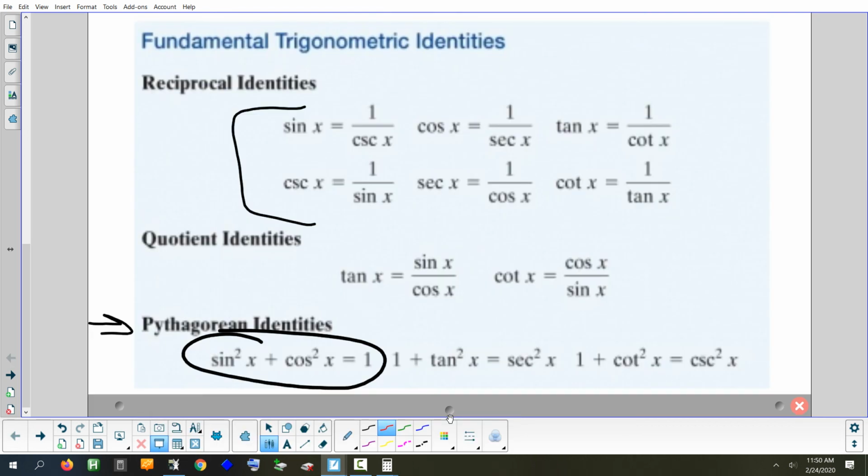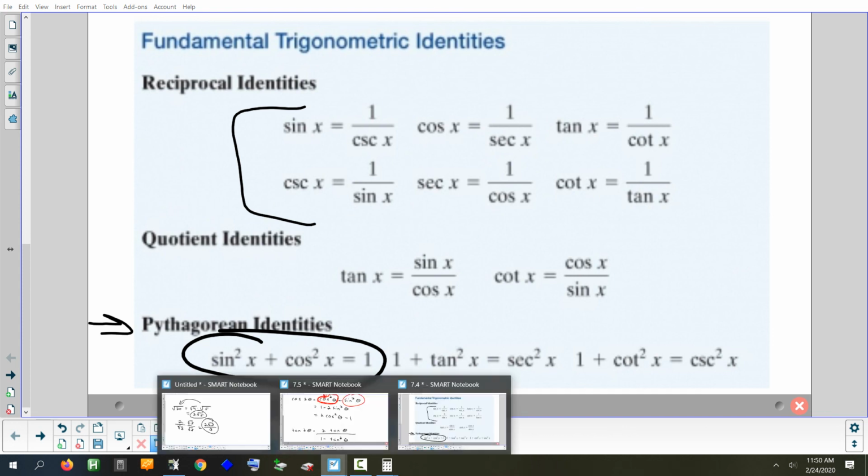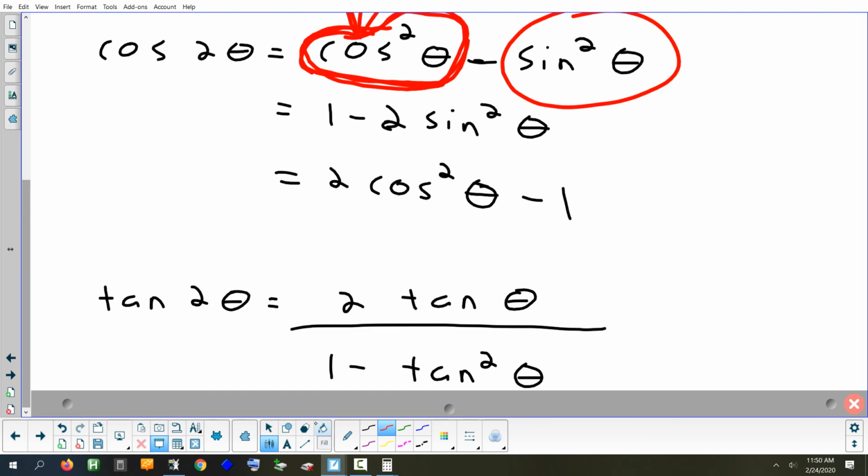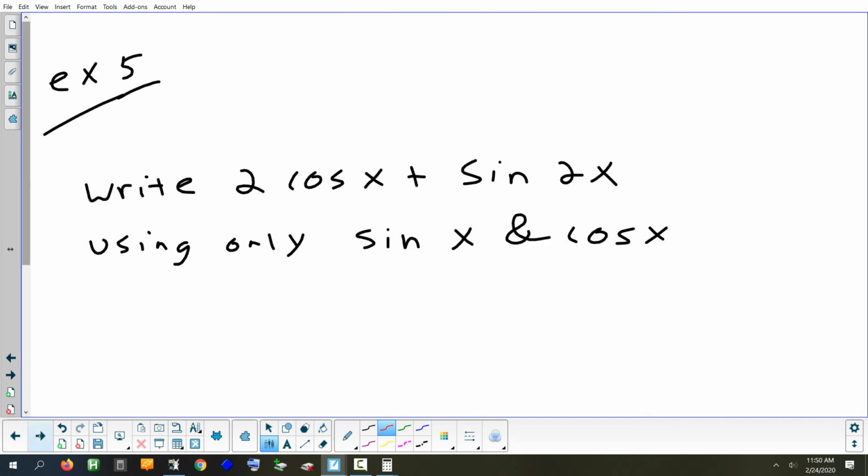And now you got all these identities we learned in the last section. So now you have 5 categories of identities. But nothing you have to memorize, because you can make a reference sheet, which is very, very helpful for this stuff.